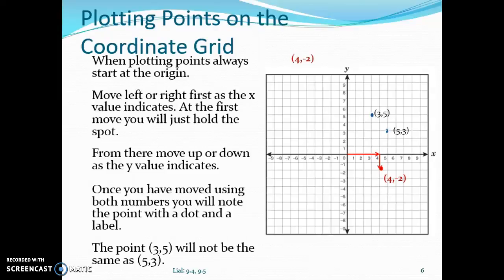and we get that point that they show. So if we wanted to plot the point 3, 5, 3 is positive, so we're going to go to the right 3, and then up 5. You can see in the picture we show what 5, 3 is. They are not the same, so you've got to make sure that you don't get the points backwards.